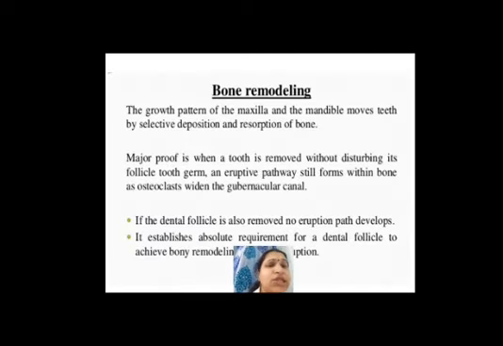So the growth pattern of the maxilla and mandible moves teeth by selective deposition and resorption of bone. The major proof is when a tooth is removed without disturbing its follicle, the tooth gum, still an eruptive pathway was formed within the bone as osteoclasts widened the gubernacular canal. So if the dental follicle was removed, there was no eruption path formed. So this establishes clearly that a dental follicle is needed in order for the tooth to erupt, and also bone remodeling to take place.